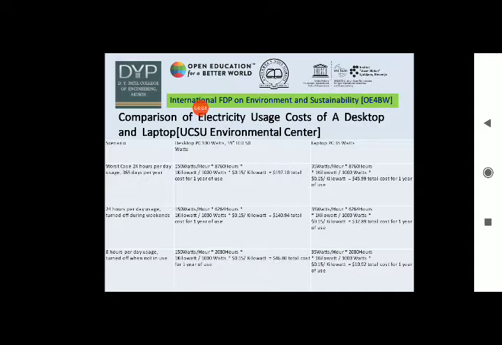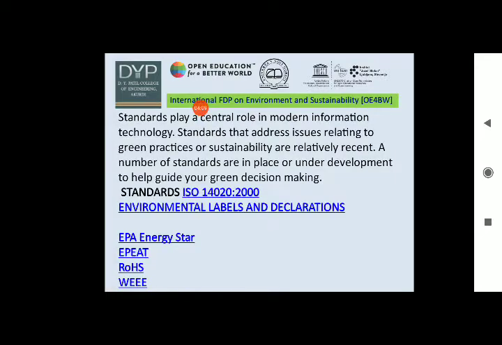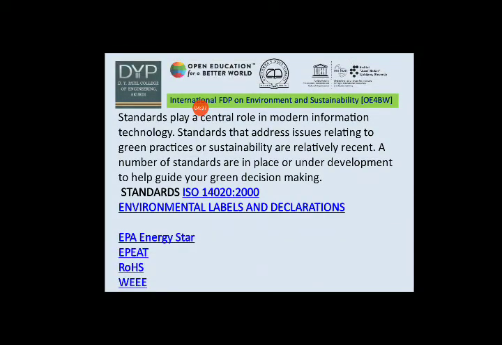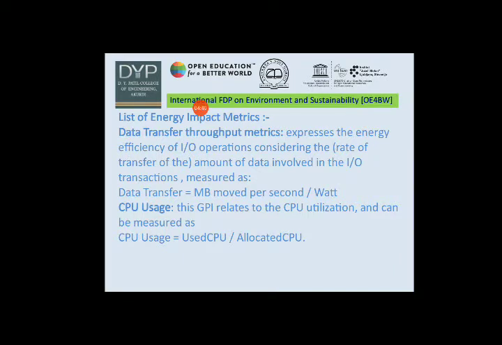Therefore, these are the parameters showing the cost for laptops and the comparison of electricity use between desktops and laptops. Standards play a central role in modern information technology. Standards that address issues relating to green practices or sustainability are relatively recent, and a number of standards are in place or under development to guide green decision making. Standard ISO 14020 covers environmental labels and declarations, and here we also consider EPA, Energy Star, EPEAT, RoHS, and WEEE, all standards that are to be considered.